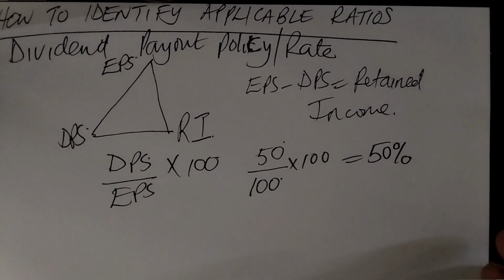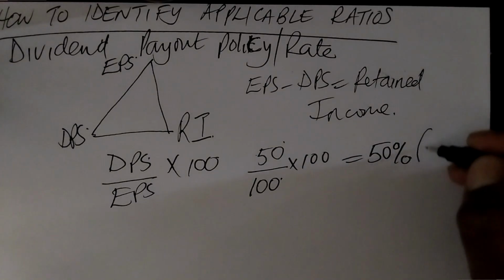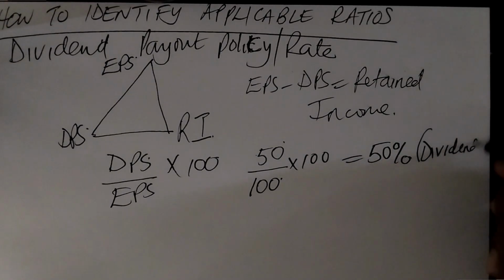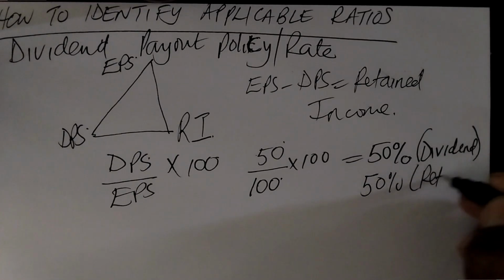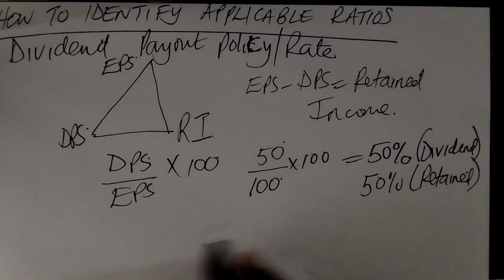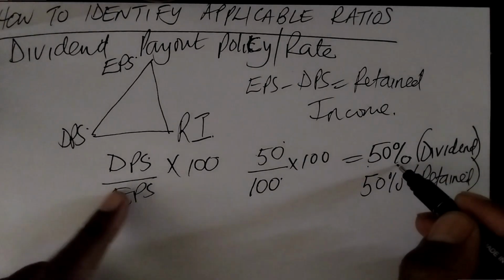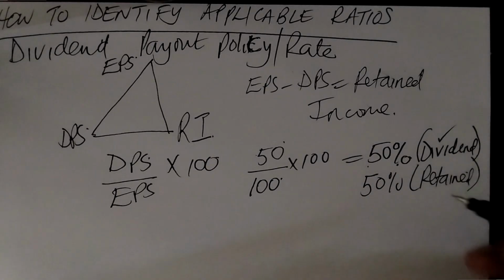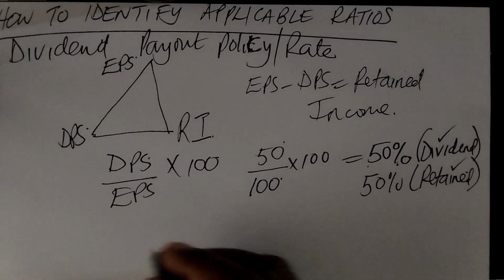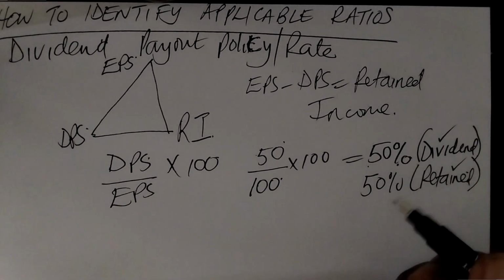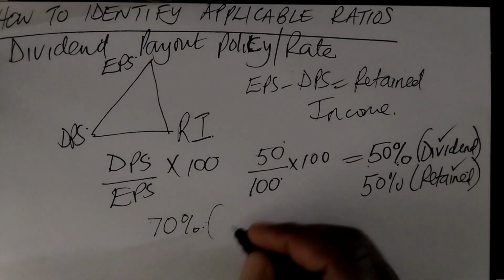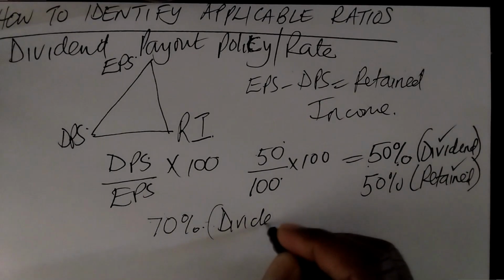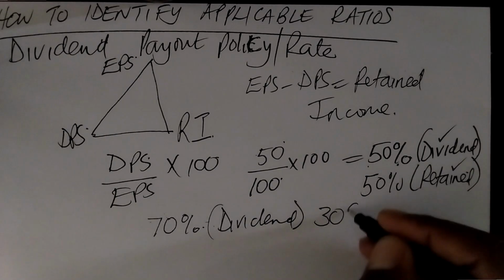What this 50% means is that 50% was distributed as a dividend, and 50% is going to be retained income. So in other words, out of the profit that was made, the business paid 50% of the profit as dividend to the shareholders, and they retained 50% for future use. Let's say you calculate your dividend payout rate and you find that it's 70%. It means 70% was paid in the form of dividend, and automatically it means 30% is what has been retained.